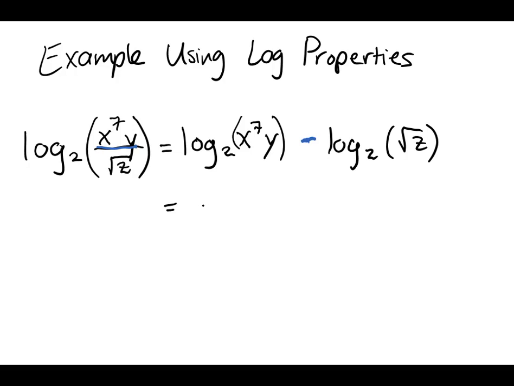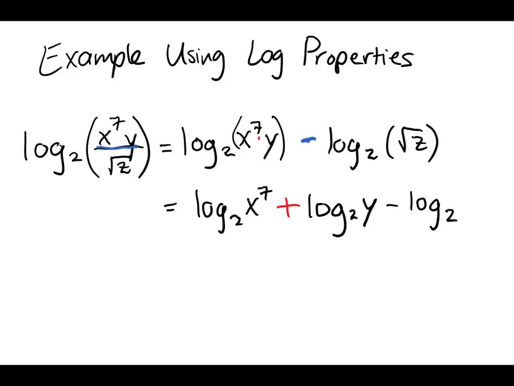Now we're going to use the product property because inside this log base 2 of x to the 7 y, we have the product. We have x to the power 7 being multiplied by y. So we're going to rewrite this as log base 2 of x to the power 7. And then remember the multiplication became addition. So this multiplication right here is going to translate to the plus sign, and it's going to become plus log base 2 of y. We still have minus log base 2 of the square root of z.